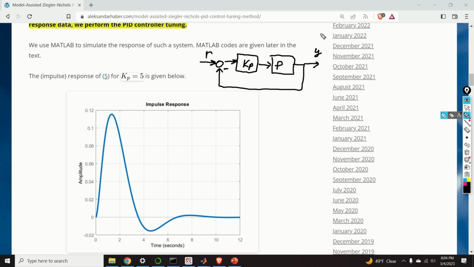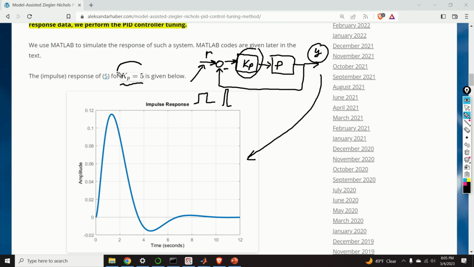The first step in applying the Ziegler Nichols method is to find the value of the gain that produces stable oscillations of the output. So what do I do? I start with a small value of Kp. For example, Kp is equal to 5. Then over here, to my reference signal, I either apply a short pulse or an impulse. Then I observe my response. And here's the observed response.